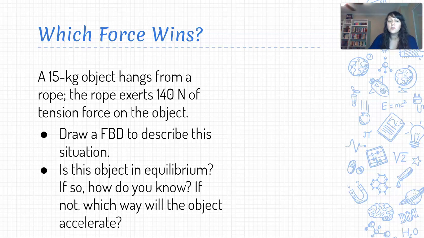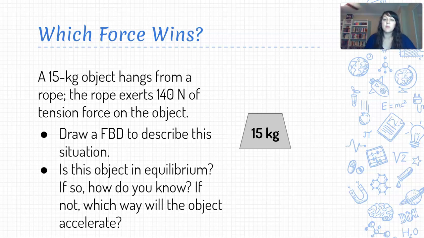So let's start by drawing a free body diagram, and that's pretty much always going to be our first step in this unit: let's draw a picture, figure out what all the forces are that are acting on this object. So I'll go ahead and just draw a shape and put in that it's a 15-kilogram object, so it's helpful to keep track of that in my picture as well. Now, I am told in this problem statement that the rope is exerting 140 newtons of tension force on the object, and so it's holding it up. The rope is exerting an upward tension force of 140 newtons.